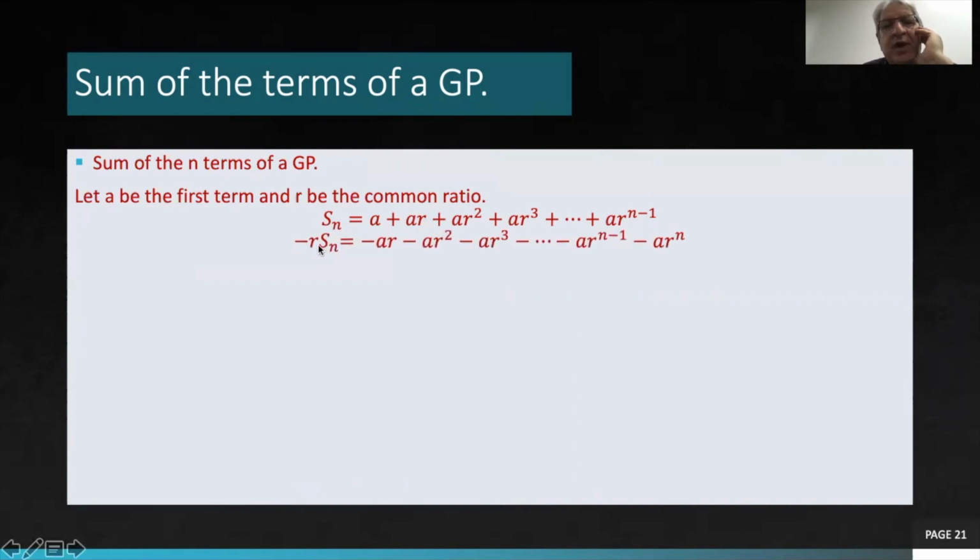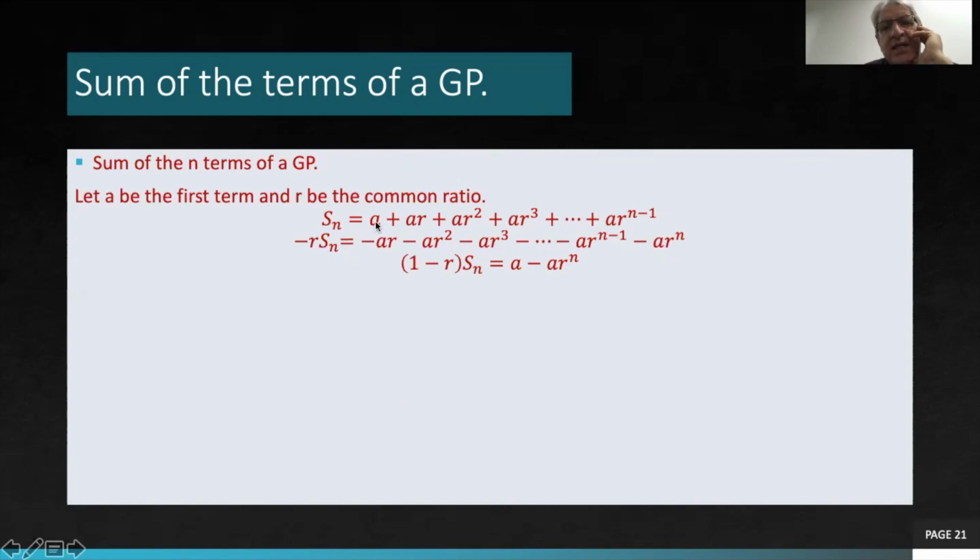Therefore, if I multiply all of them by negative r, this will be negative ar squared, negative ar cubed. And here, before this, I'm going to get negative ar to the power of n minus 1. And this will be negative ar to the power of n. Now, if I just add them, here I'm going to get (1 minus r) Sn. Therefore, this is (1 minus r) Sn.